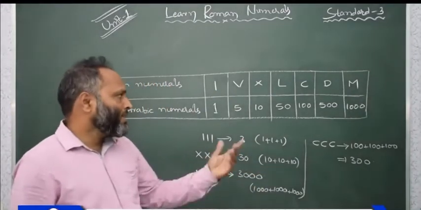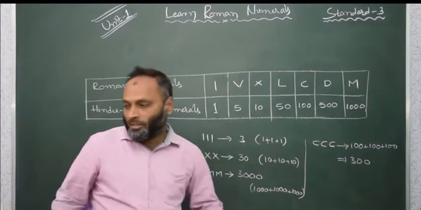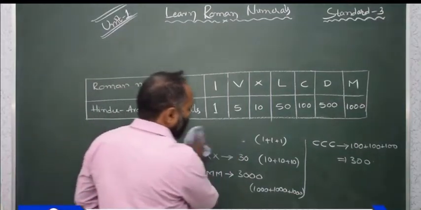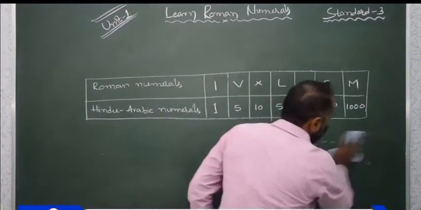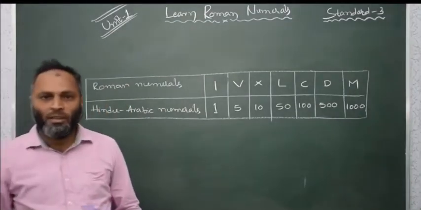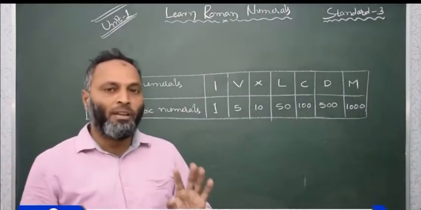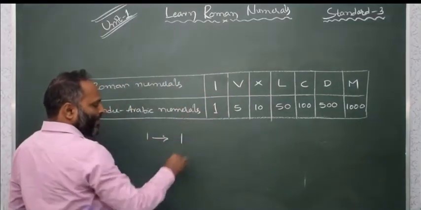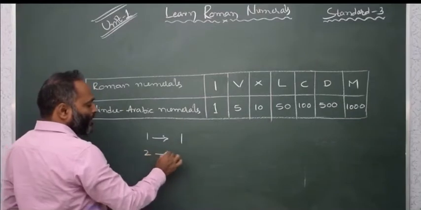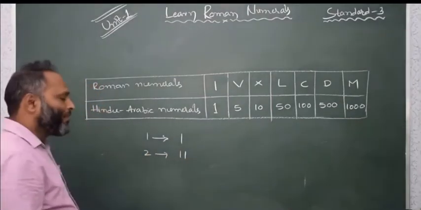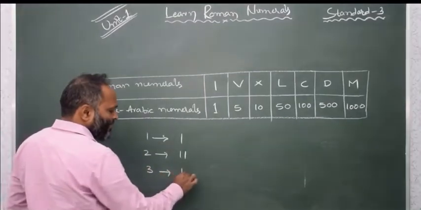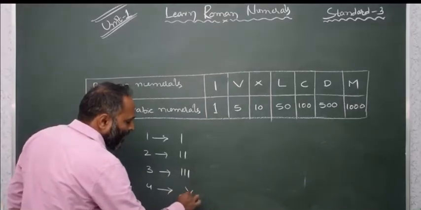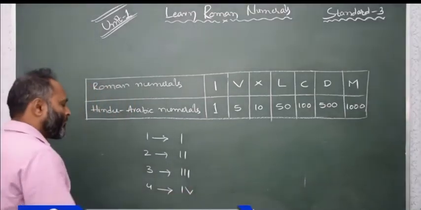First of all, I want to show how Roman numerals represent 1 to 10. Students know very well how to represent 1 to 10. The representation of 1 is I. Two is I two times. Three is I three times. Four is I and V, that is IV.